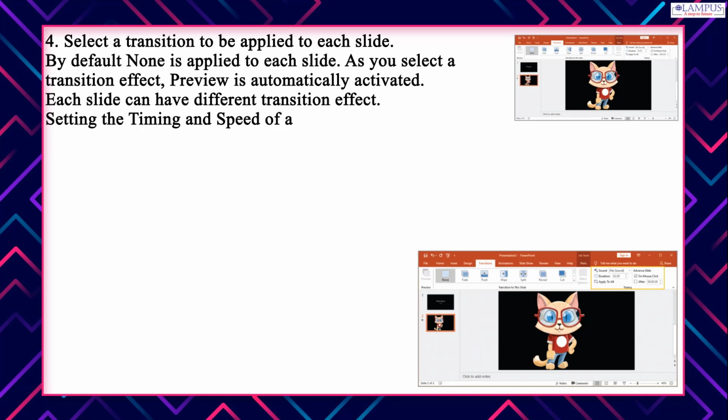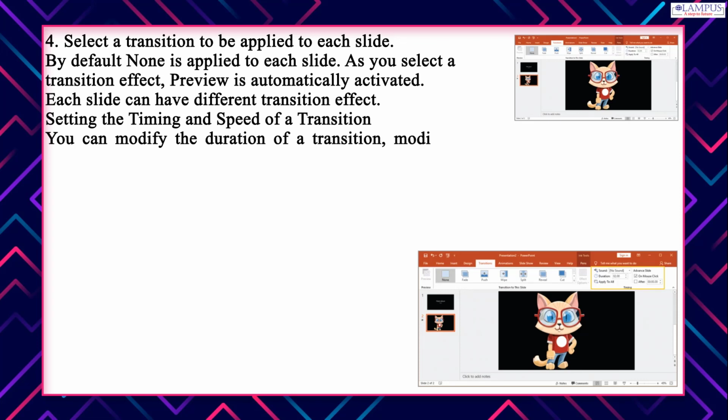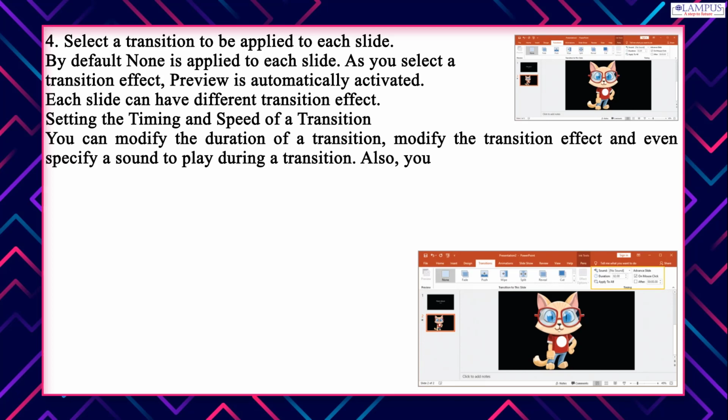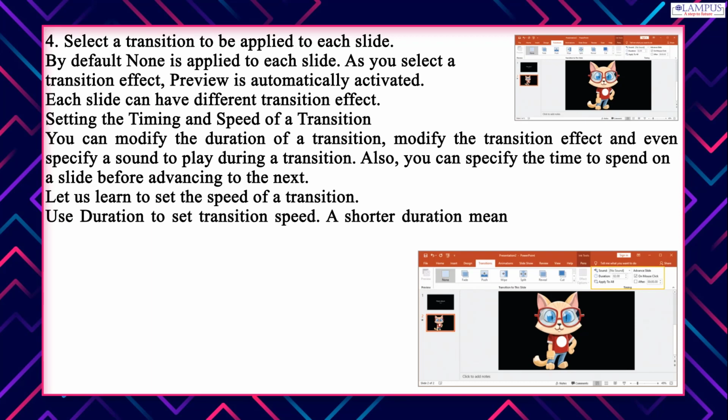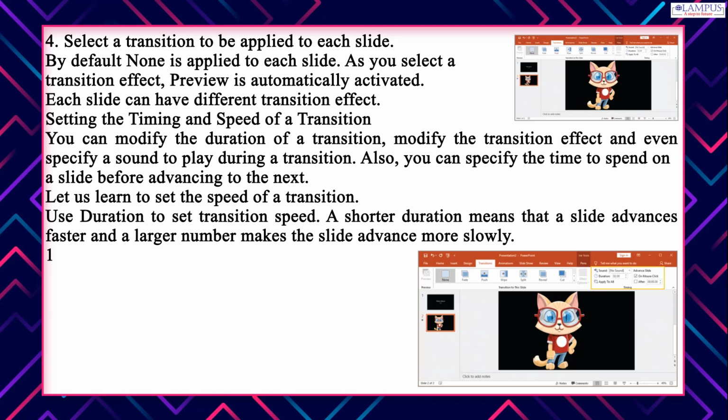Setting the timing and speed of a transition. You can modify the duration of a transition, modify the transition effect, and even specify a sound to play during the transition. Also, you can specify the time to spend on a slide before advancing to the next. Let us learn to set the speed of a transition. Use Duration to set transition speed. A shorter duration means that a slide advances faster and a larger number makes the slide advance more slowly.